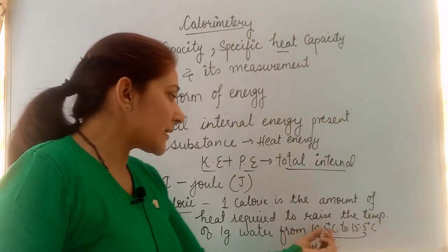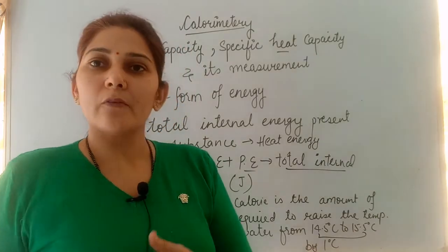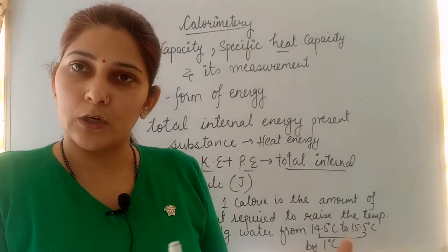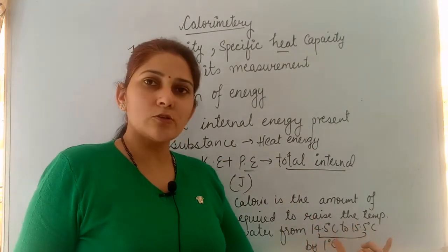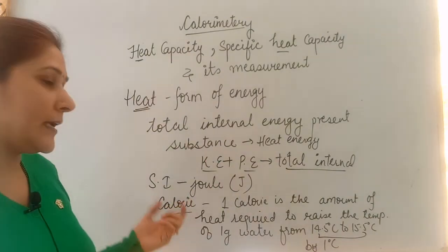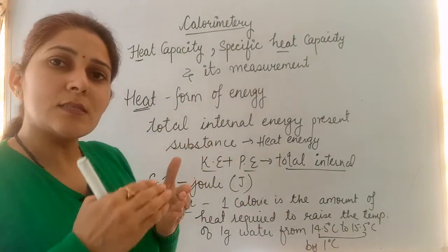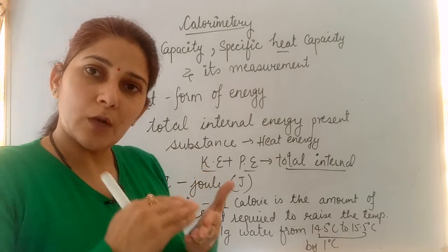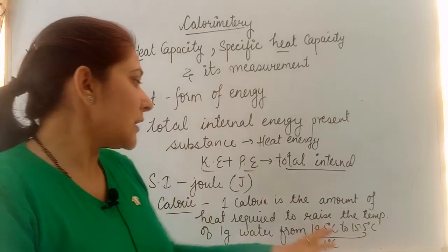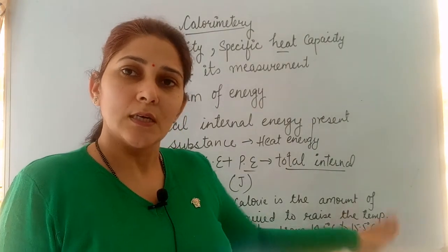Why are we considering it from 14.5 to 15.5? Because you people are aware of the anomalous expansion of water, the anomalous behavior of water. So that's why we are taking this range of temperature. There the value will not differ. So basically 1 calorie is the amount of heat energy required to increase the temperature of 1 gram of water by 1 degree Celsius. And where are we studying this 1 degree Celsius? Basically from 14.5 degrees Celsius to 15.5 degrees Celsius.